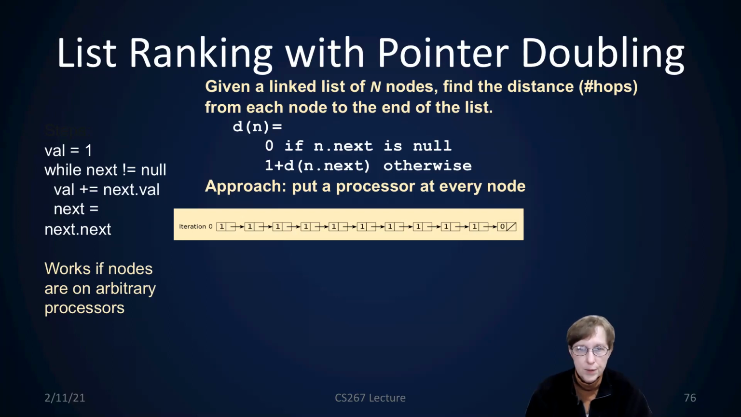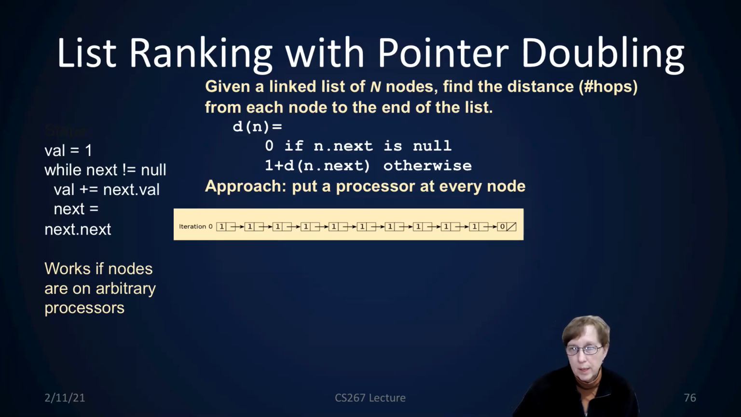So we can have the list arbitrarily linked, and the list ranking problem is: given a list of n nodes, find the distance from that node to the end of the list, and that's going to give us the rank. That's just the definition of what the rank of the node in the list is. So this little d function is defining the distance. The distance is 0 if the next pointer is null.